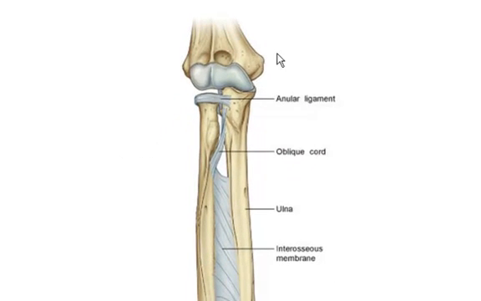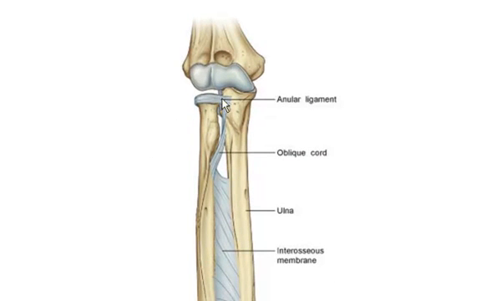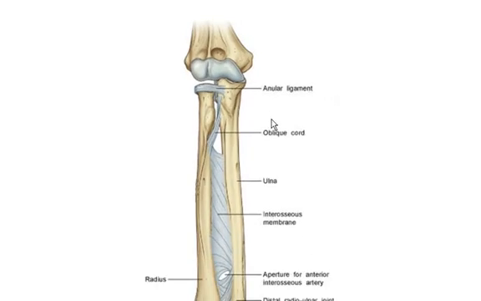I have here another view where the joint capsule has been removed, but it retains the annular ligament. And again, you can see the articular surface here in the humerus is convex. The articular surface on the ulna, and again the top of the radius, is concave. So we have a concave moving on convex.